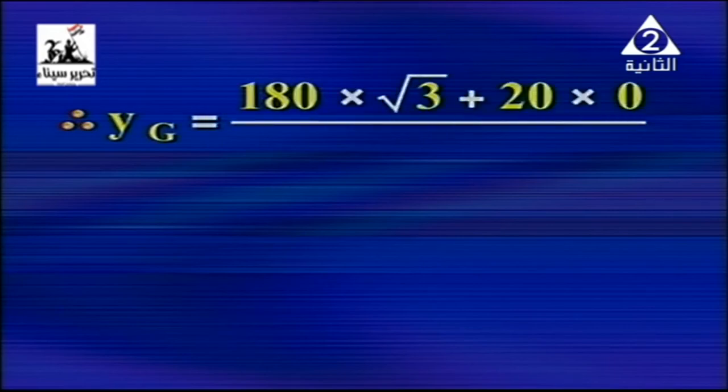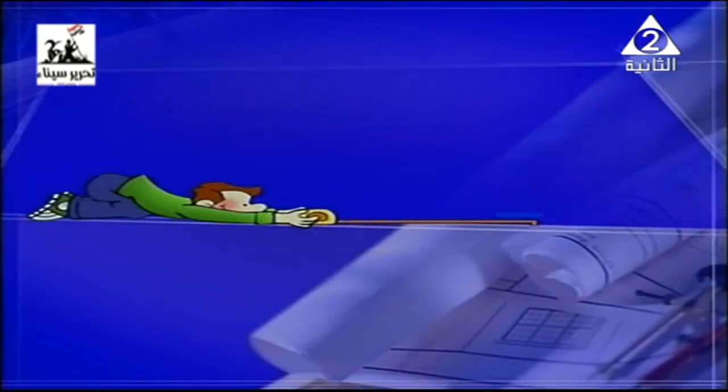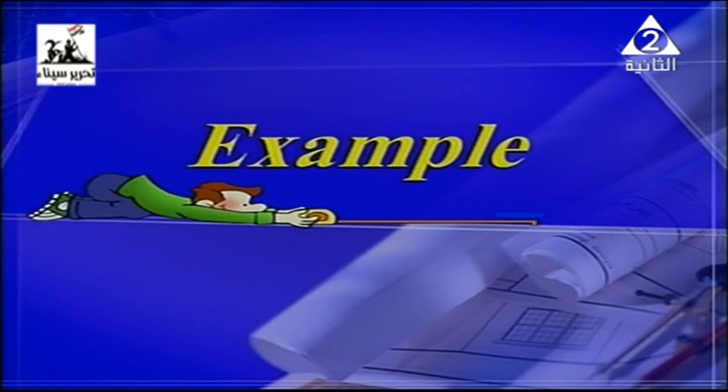What is the yg? By the same method, 180 times root 3 plus 20 times 0 over the sum of the two masses, 180 plus 20, equals 9 root 3 over 10 centimeter. Then the center of gravity is the same as in the previous solution. Now, dear student, we move to an important example.